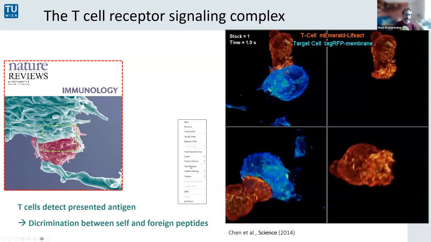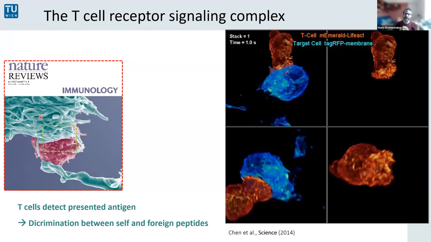This is one of the proteins which, I think, has kept us busy for more than 10 years. It is the T cell receptor signaling complex. T cells are part of our immune system, and they detect antigen in our body. I always like the image of a T cell being a tiny computer, and the main task of the computer is to discriminate between something bad and something good. So it discriminates between self-peptides and foreign peptides.